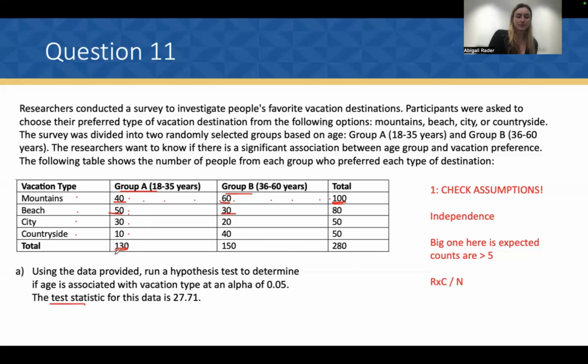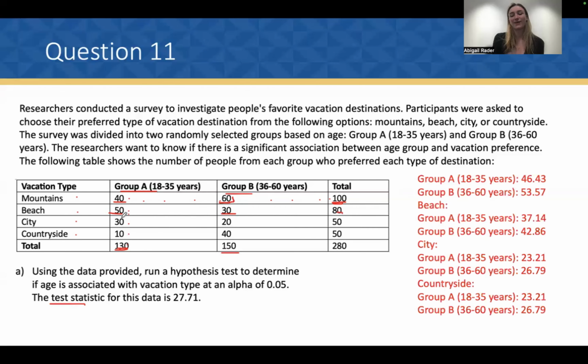So it would just be 130 times 100 for 40, 40 observed. It would be 100 times 150 for this kind of 60 cell. 80 times 130 for this 50 cell, on and on and on. I'm not going to make you actually calculate it here, but if you want it, they're all listed here. All of these, as you can see, are greater than 5, so we say that that assumption is met.